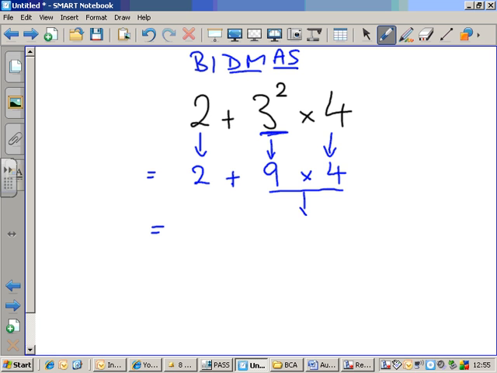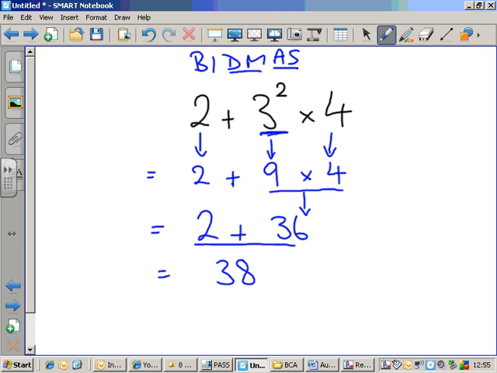Well done, the multiplying comes before the adding. So 2 plus, what are 9 fours? Double and double again if you need to. Double 9, double that. Well done, 36. 2 plus 36. Easy peasy, lemon squeezy. There's your answer.